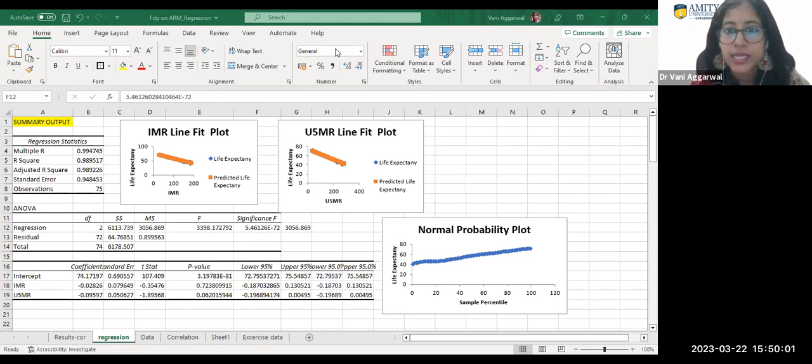Yes, it is significant. Why? Because it is 5.4126 E, and I hope you know how to read this term. If E is there, it means it is 0.00000, like up to 72 places. So it is less than 5%, so this is a significant model. This is the p-value of your F statistic. That's how you do the interpretation.